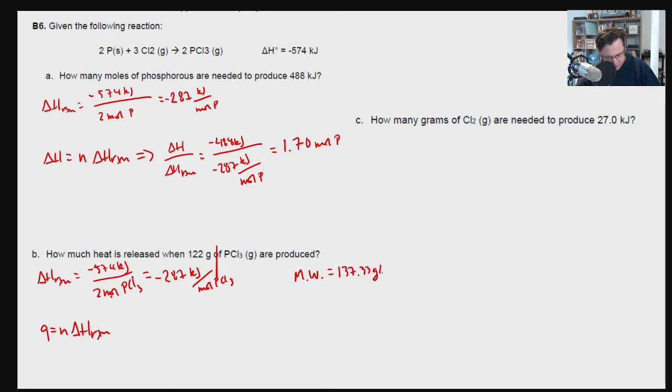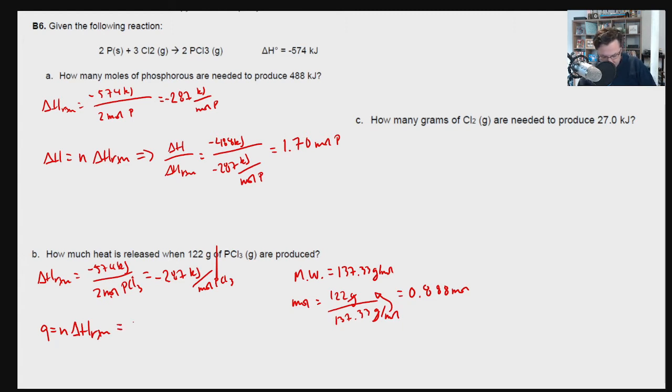137.33 grams per mole, right? That's the molecular weight. And so the number of moles in this case is going to be equal to 122 grams divided by 137.33 grams per mole, right? Grams cancel, moles goes up. So 122 divided by 137.33 comes out to being 0.888 moles. So we know now how many moles of PCl3 we have.